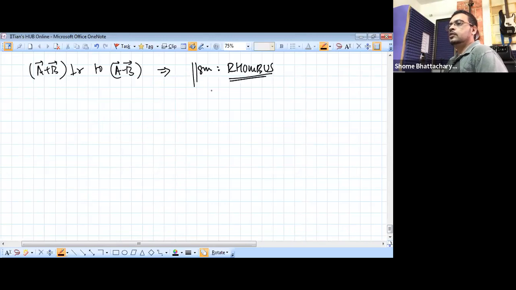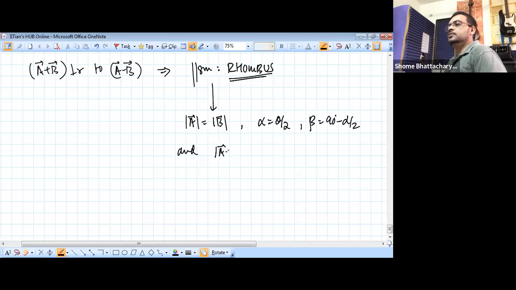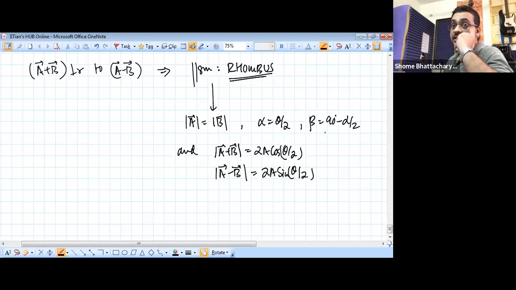First of all, recall all the properties of a rhombus. So mod A is equal to mod B. Alpha is equal to theta by 2, beta is equal to 90 minus alpha by 2. And most importantly, the magnitude of A plus B is 2A cos theta by 2, and the magnitude of A minus B is 2A sin theta by 2. If you make this connection immediately, yes Aman, that's correct, then you will find this very easy to solve.